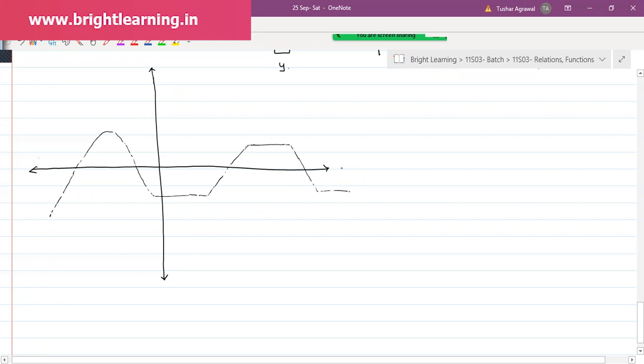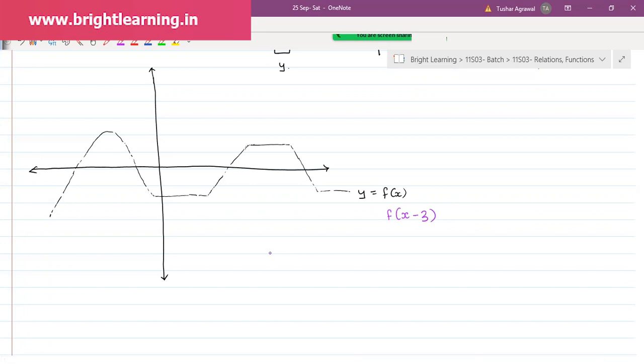This is the graph of, let's say, y is equal to f of x. So how will the graph of f of x minus 3 look? For x minus 3, will the graph shift rightwards or leftwards? Think for some time. How to process this information? See, I'm telling you the thought process.